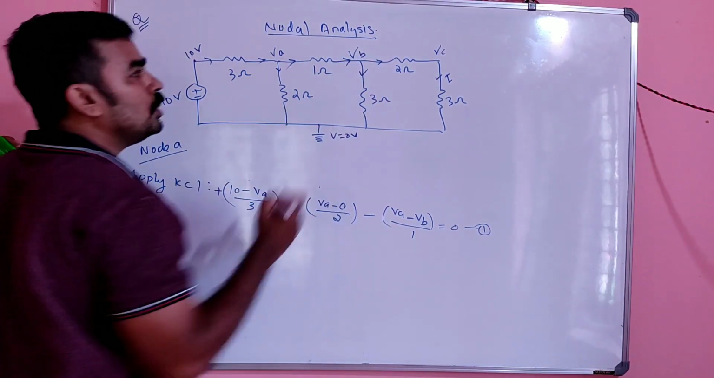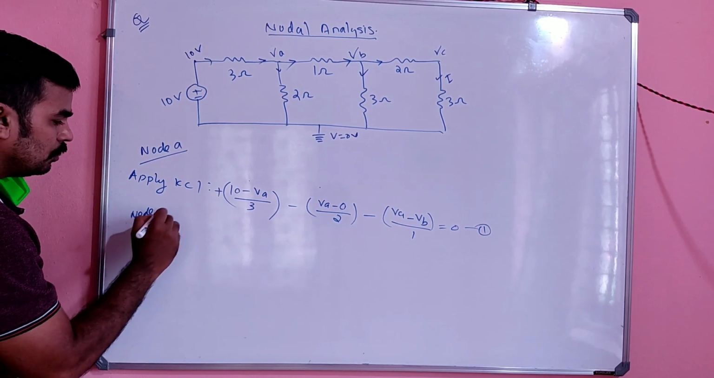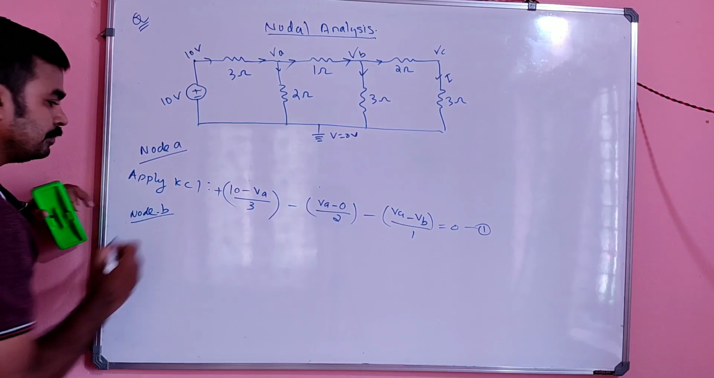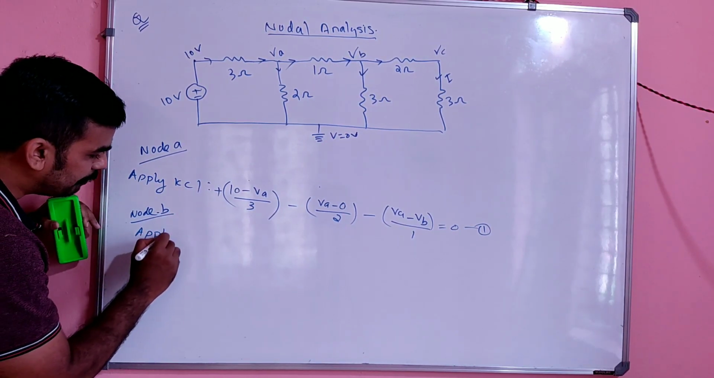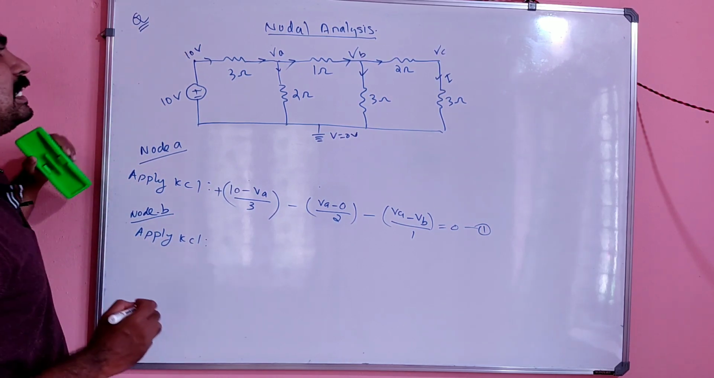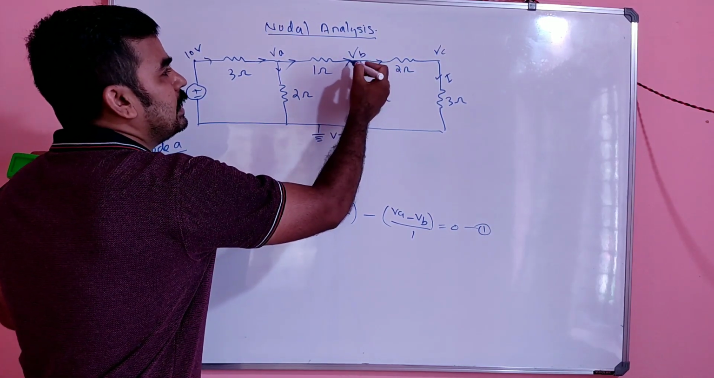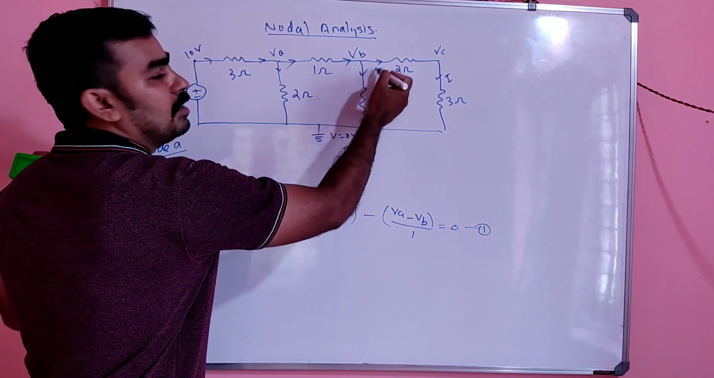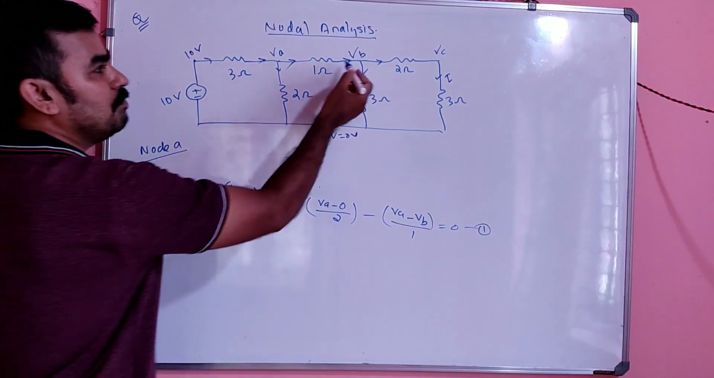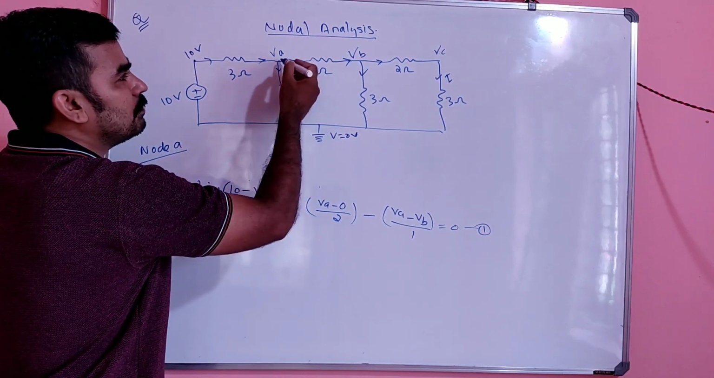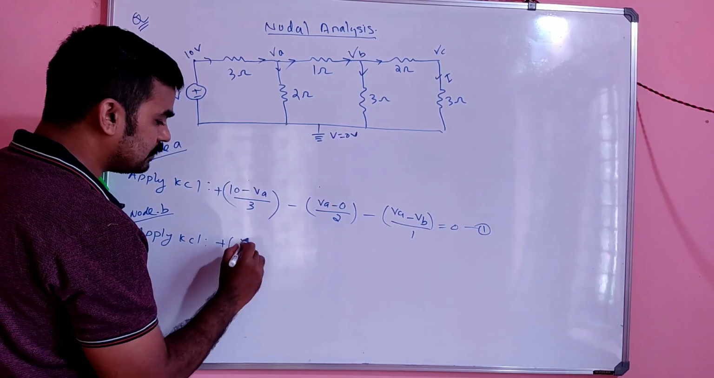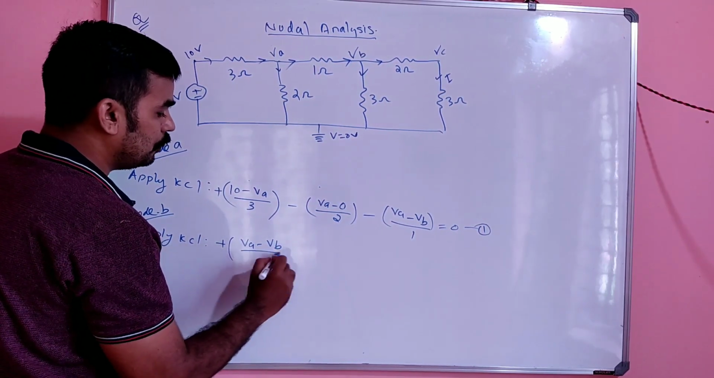Let's move to node B. Again, you have to apply KCL. How can I write KCL here? See, here is 1 incoming current and 2 outgoing currents. So incoming current is always taken to be plus, and where does it come from? From this point. That is why it comes here. So I can write it as plus VA minus VB by 1.